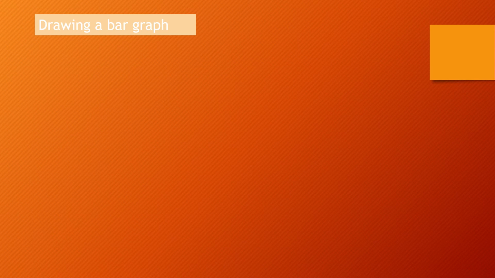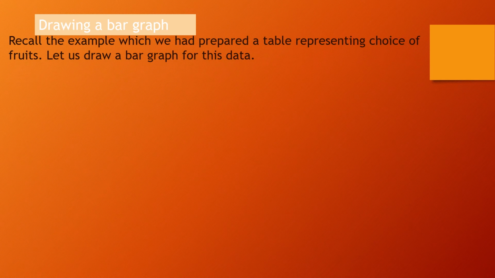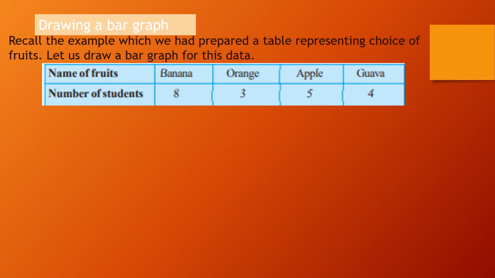Drawing a bar graph. Let us see how to draw a bar graph. Recall the example in which we had prepared a table representing the choice of fruits. Let us draw a bar graph for this data. For that, two data are given. The first one is the name of the fruits and the second one is the number of students.